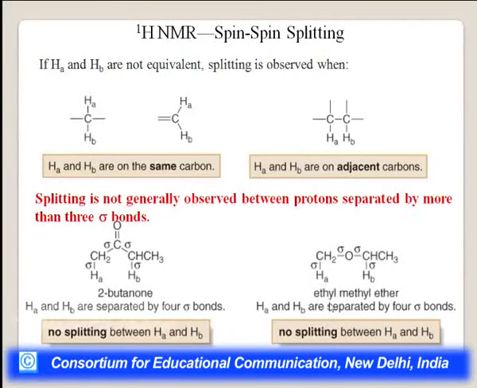Same here, you can see ethyl methyl ether. Again we are writing this proton in this manner. So these HA and HB are separated by 4 sigma bonds. So again no splitting will occur. So we have to look carefully where the splitting will occur and where the splitting will not occur.